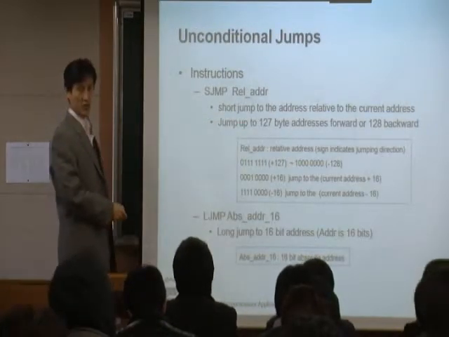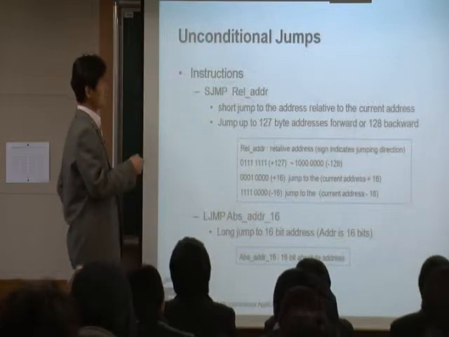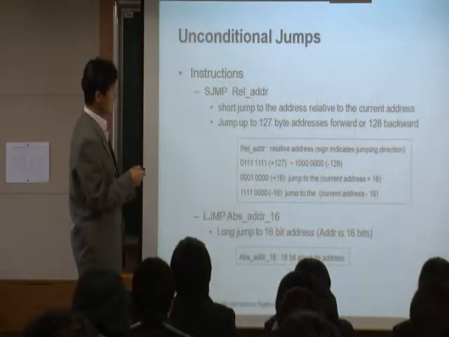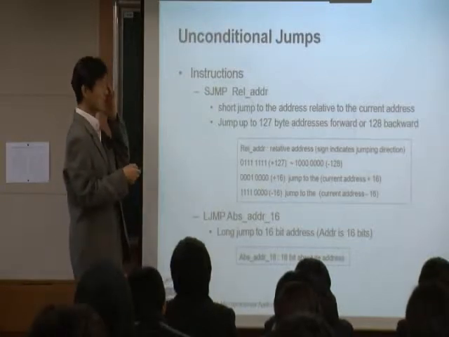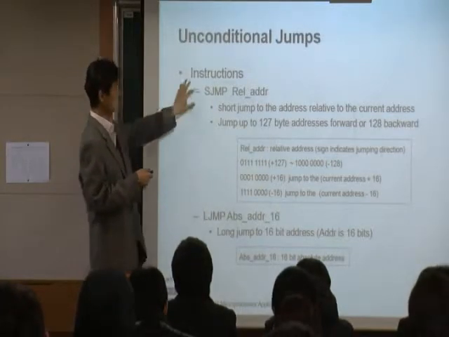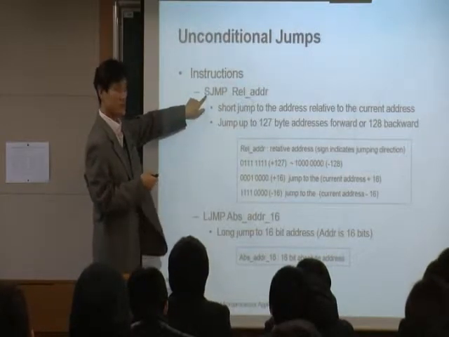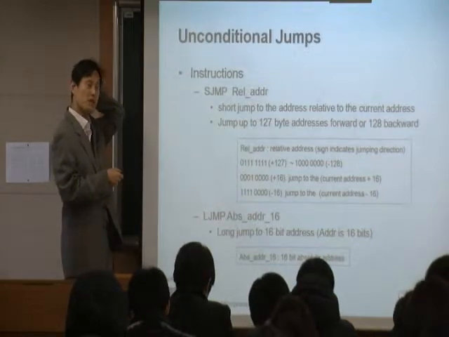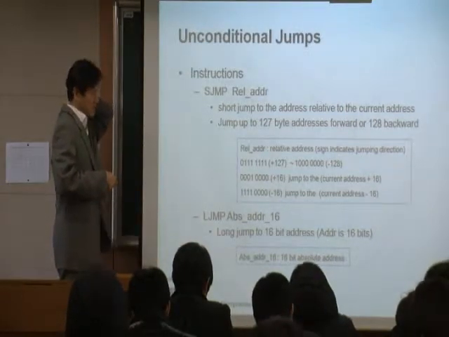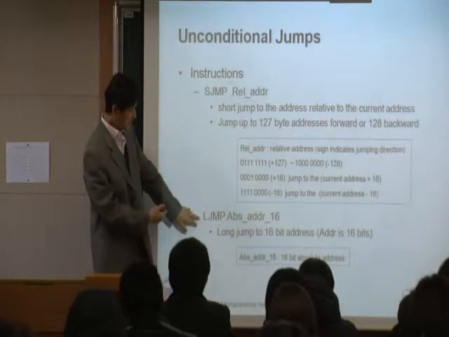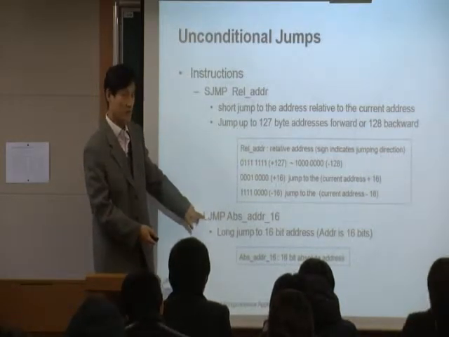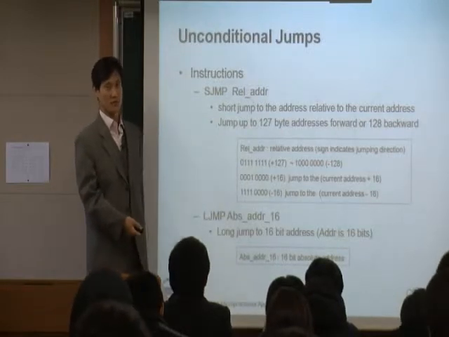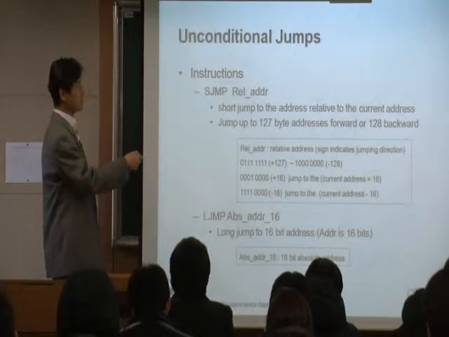First of all, unconditional jumps. This is the easiest way, the simplest one. Let's look at the instructions. SJMP. This is one of the unconditional jump instructions. S means short, JMP means jump. Short jump. Look at here, there's another one called LJMP. L means a long jump. This is a short jump. This is a long jump. But anyway, these are unconditional jumps.